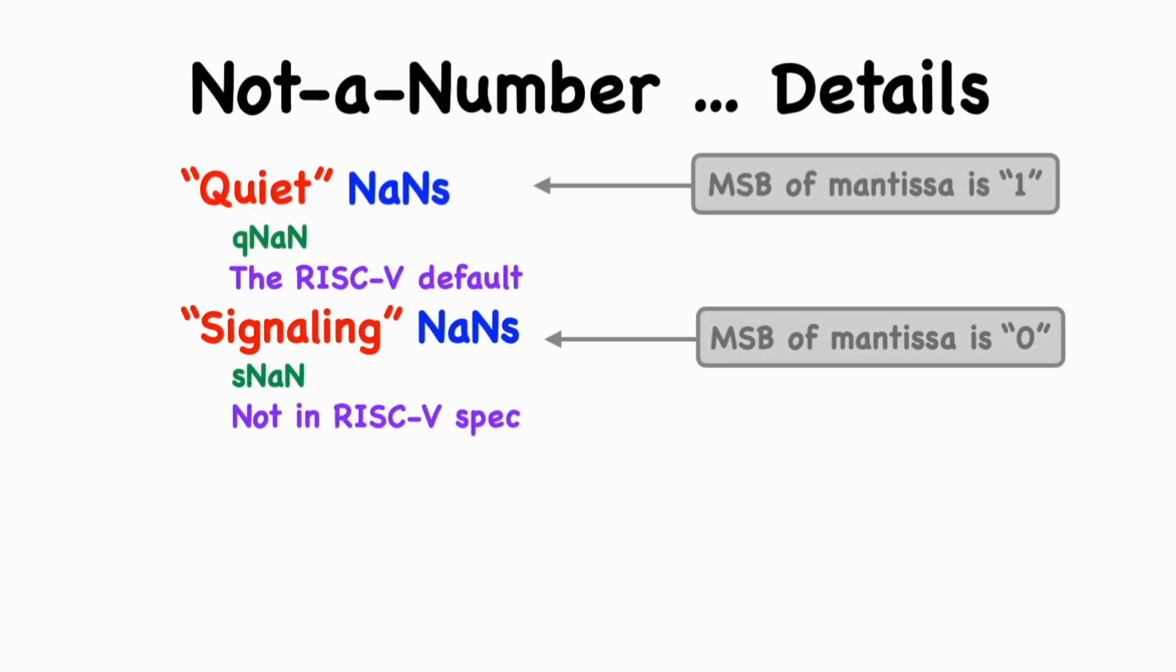I want to take this opportunity to make a slight digression, and for the sake of completeness I want to mention something about not a number values that you might encounter. Sometimes you might see a distinction being made between quiet NaNs and signaling NaNs. Quiet NaNs are sometimes called QNaNs, and signaling NaNs are sometimes called SNaNs.